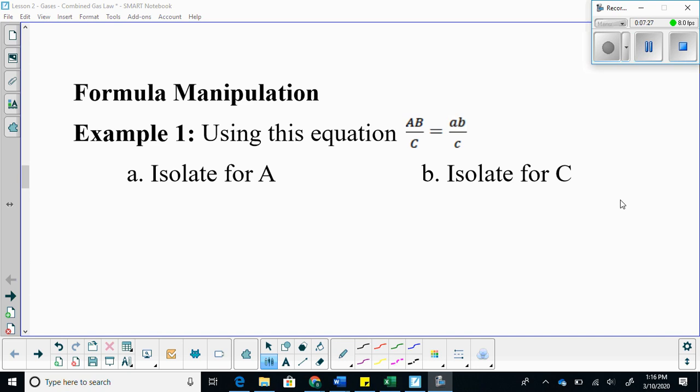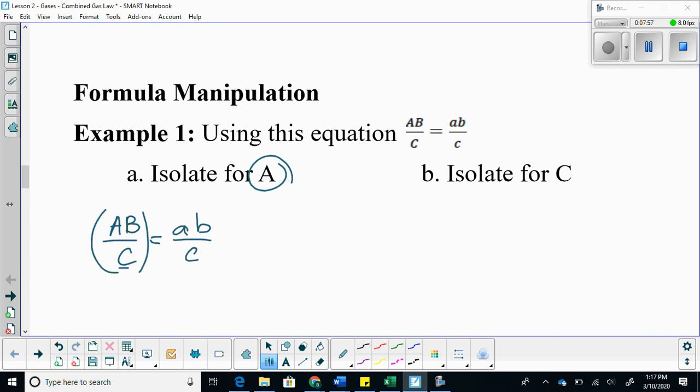Here we have an equation, AB over C is equal to lowercase ab over c. We are asked to isolate for this variable. Whenever you are asked to isolate for a variable, here's the first thing I want you to do: get rid of your denominators. Denominators cause problems. The way we get rid of our denominators is by multiplying. On this side, I'm going to get rid of this capital C, so I multiply it by capital C.